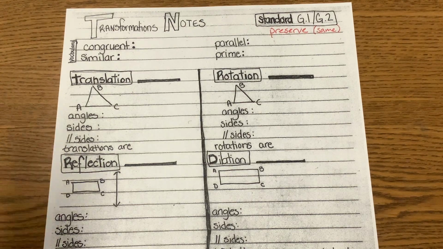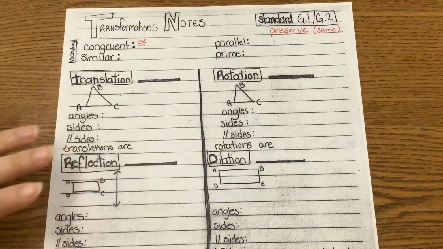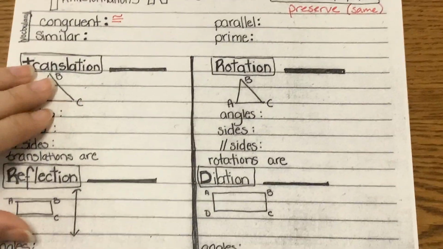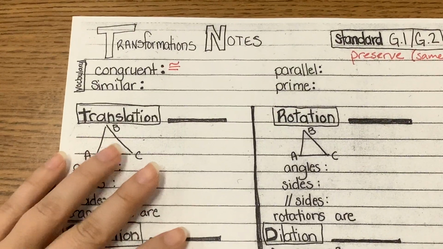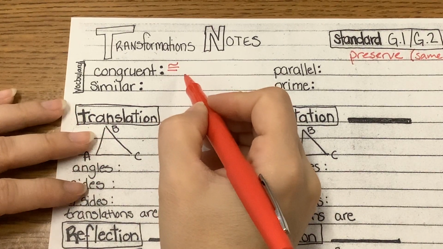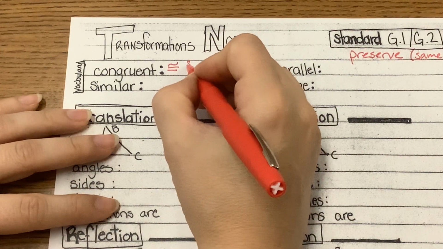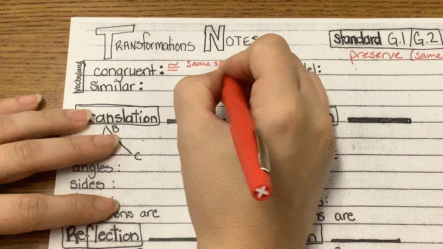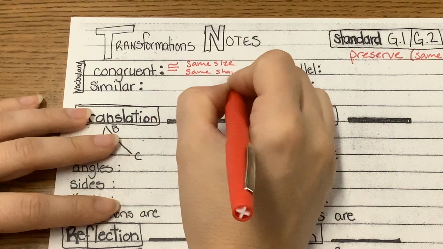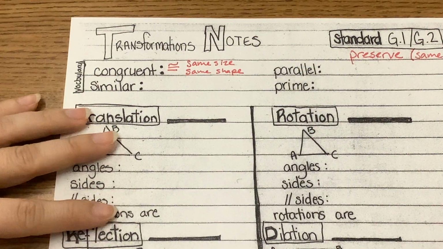Okay? So congruent, the symbol for congruent, we've talked about this in the past, looks like an equal sign with that squiggle on top. Does anybody remember what congruent means? Same size, same shape, something like that. Very good. Same size, same shape. Everything stays the same.